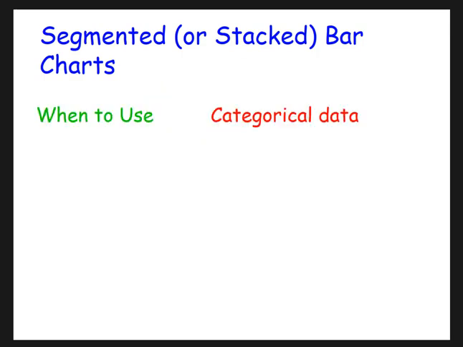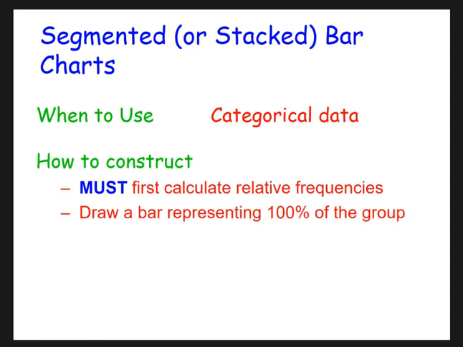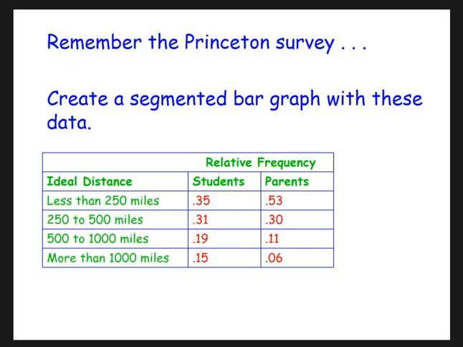So we have a segmented or stacked bar graph. These work best when you're still with categorical data, but each item can be broken down into different related subcategories. So again, we first calculate relative frequencies, draw the bar representing 100% of the group, and then divide that bar into the segments based on the relative frequencies.